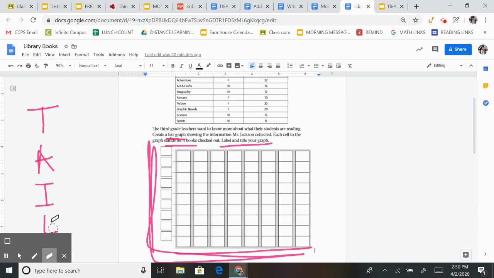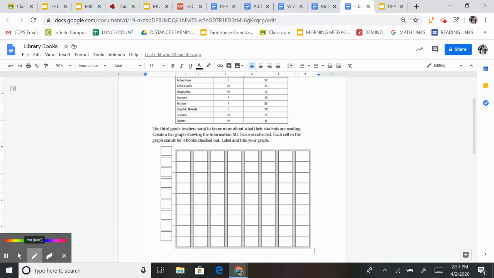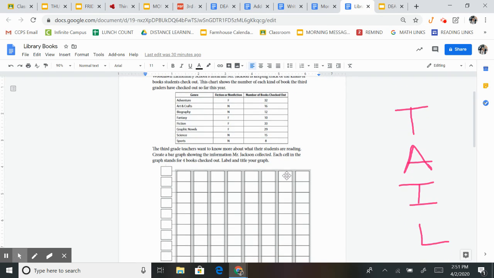Okay, so I'm going to erase some of this, and I'm just going to get us a nice fresh graph to look at so we can begin doing tail on here to label how our graph is going to be. So again, we are doing tail. So we want to begin with a title. So think to yourself what a good title would be for this graph.